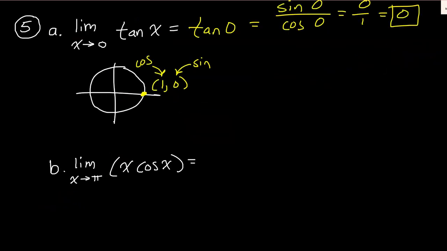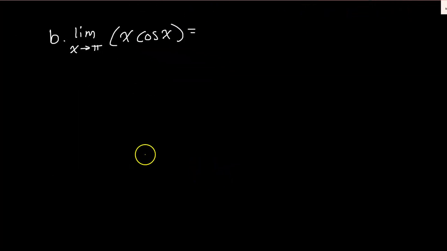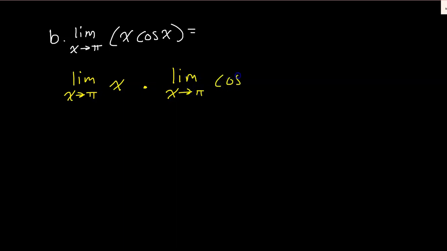Look at part B. I have the limit of a product. So we learned earlier that we can separate multiplication into two separate limits. So this is going to be the same thing as the limit as x approaches pi of x times the limit as x approaches pi of cosine x.